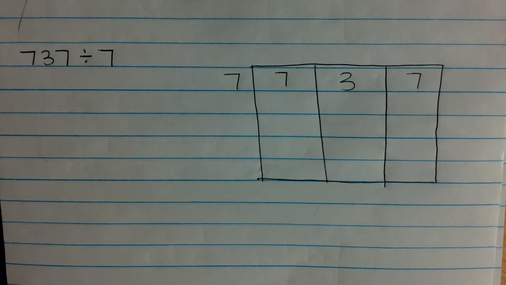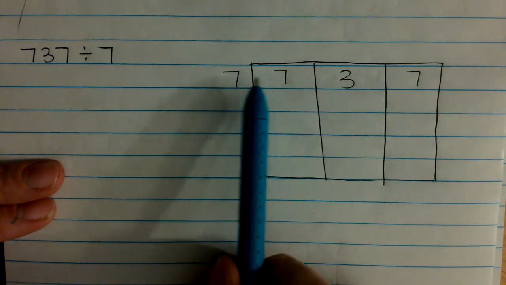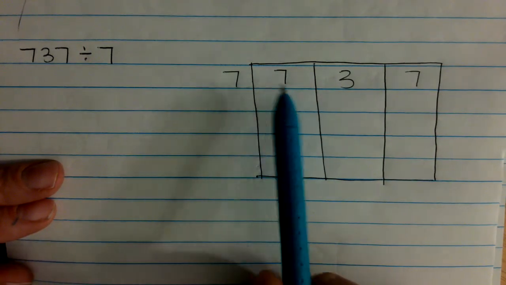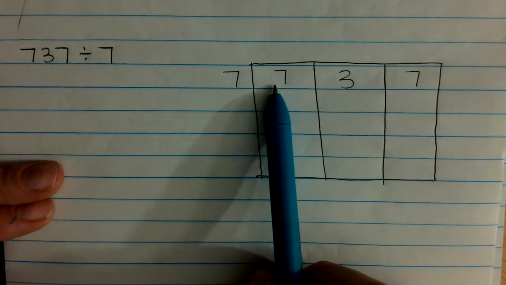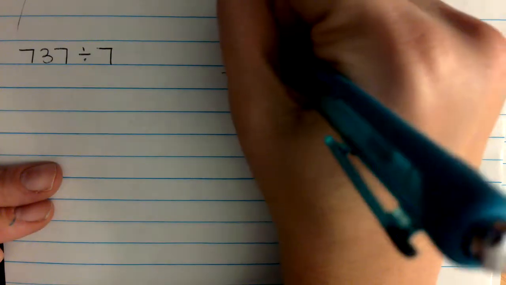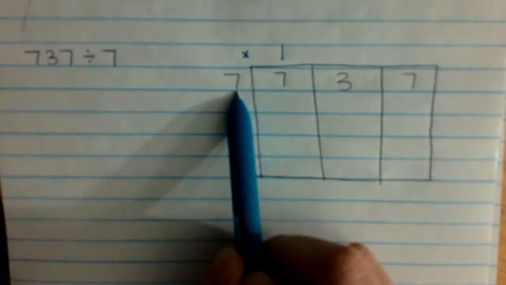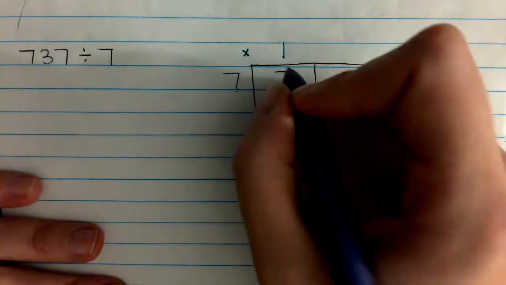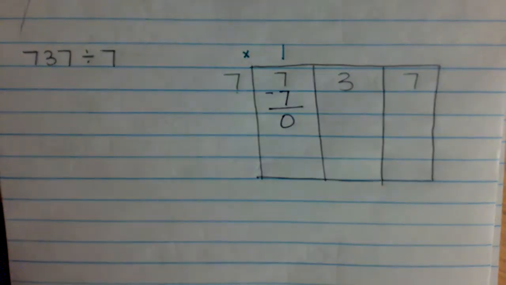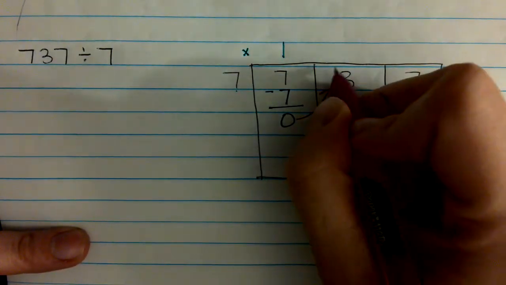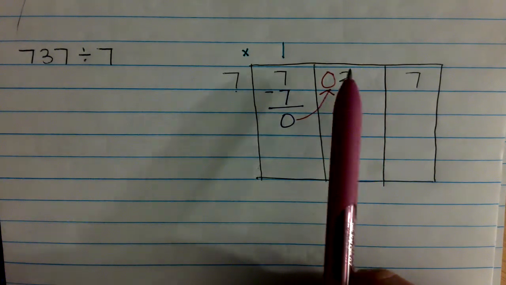All right, let's go ahead and see what we can do. The first thing I'm going to do is look at this 7 and look at this digit. This digit is 7. Well, 7 goes into 7 one time. So I can put a 1 up here because 1 times 7 gives me 7, and that leaves 0. So I still have to bring my 0 over in front of the next number. But that just shows that I don't have anything here.